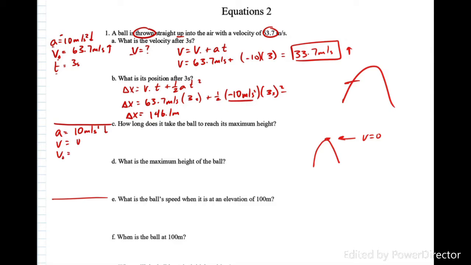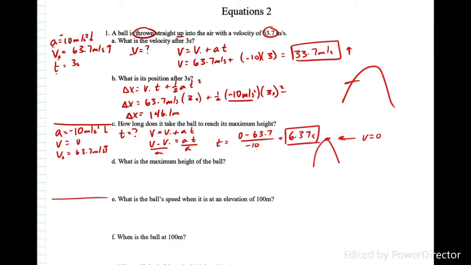The initial velocity is still 63.7 meters per second up, means I have to make that negative 10 meters per second. And part C is asking for the time. So I've got acceleration, velocity, velocity, and time. If I want to solve for the time, I've got v equals v0 plus acceleration times time. So v minus v0 is equal to acceleration times time. Just subtracted that over. So divide by the acceleration. And my time here is going to be final velocity 0 minus the initial velocity 63.7 divided by the acceleration negative 10. That time comes out to be 6.37 seconds.